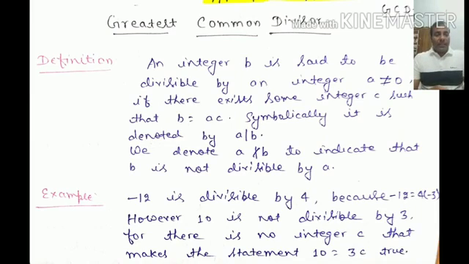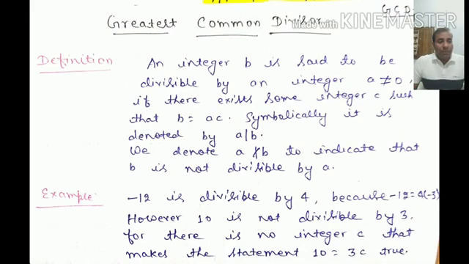An integer b is said to be divisible by an integer a not equal to 0 if there exists some integer c such that b equals ac, and symbolically it can be denoted by a divides b. We denote a does not divide b to indicate that b is not divisible by a. Here we have taken a different from 0 because if the denominator takes the value 0, the meaning is not defined. So the denominator, that is a, should be different from 0.